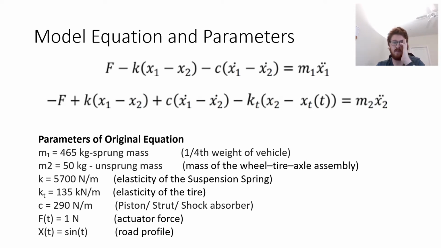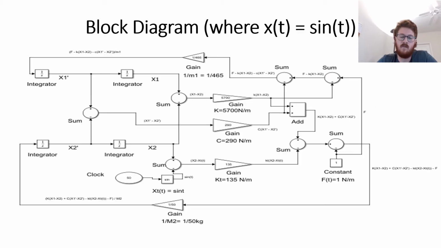So the parameters that we're using are M1 is equal to 465 kilograms, M2 is equal to 50 kilograms, K is equal to 5,700 newtons per meter, KT is equal to 135 kilonewtons per meter, C is equal to 290 newtons per meter, F of T is equal to 1 newton, and X of T is equal to sine of T. And we will be changing some of this around later to see what everything does.